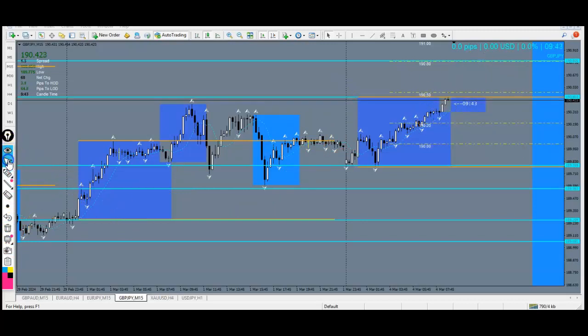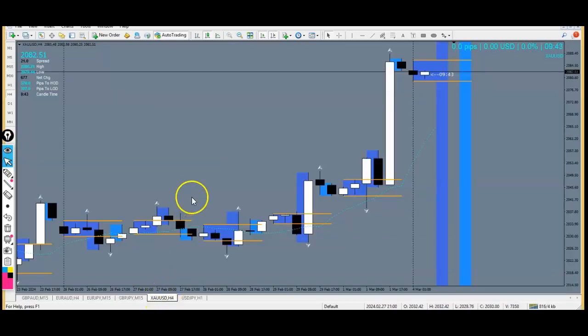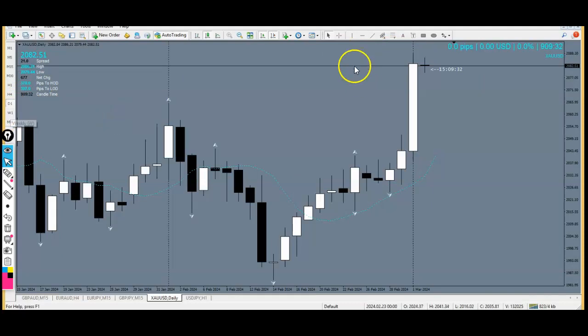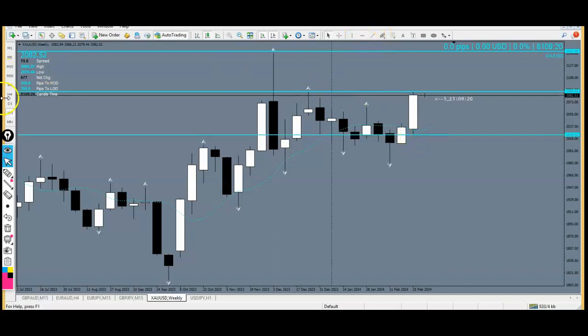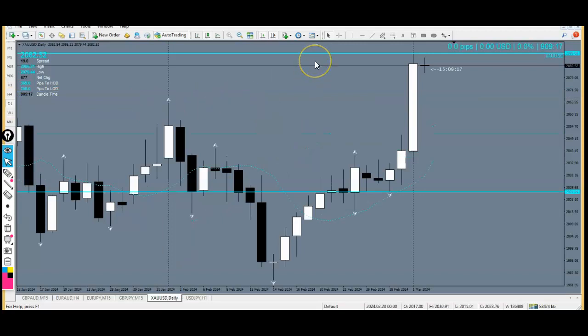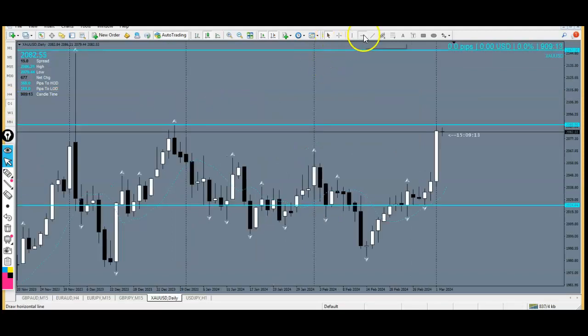Okay, let's look at gold, our last pair. Gold last week moved all the way up and it's at the highs here. If we look at the daily, even the weekly, so that I can get a better perspective, we have a high there, we have another high here, we have the lows here. Let me go to daily. Let's mark these lows here.